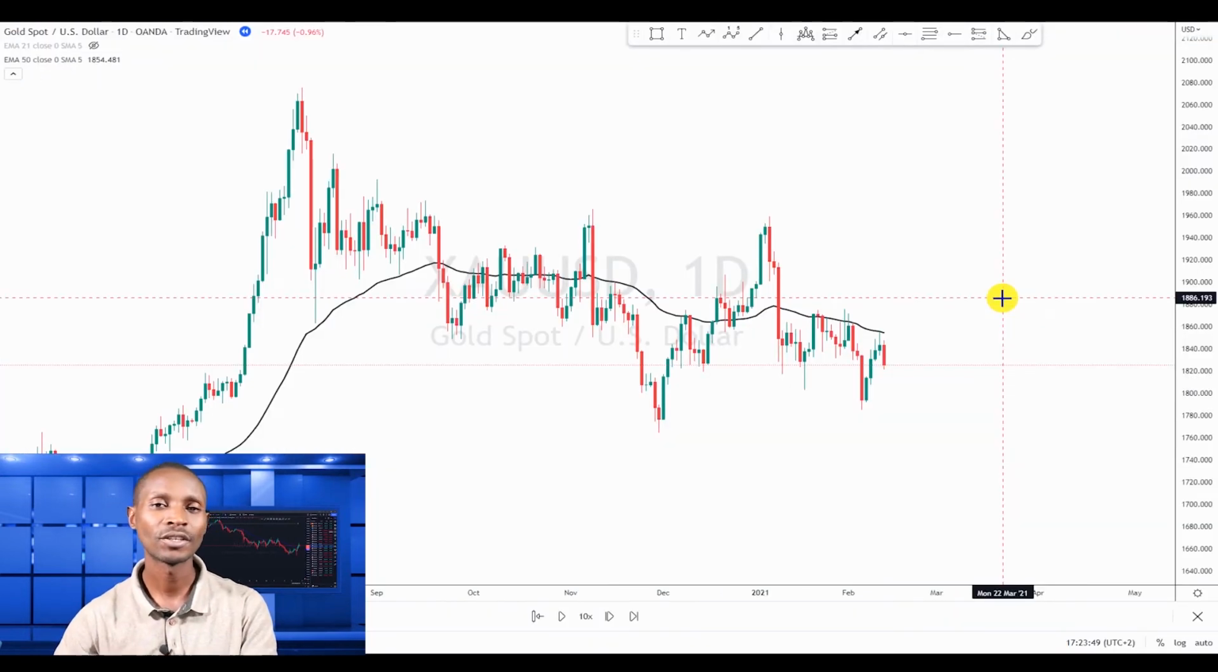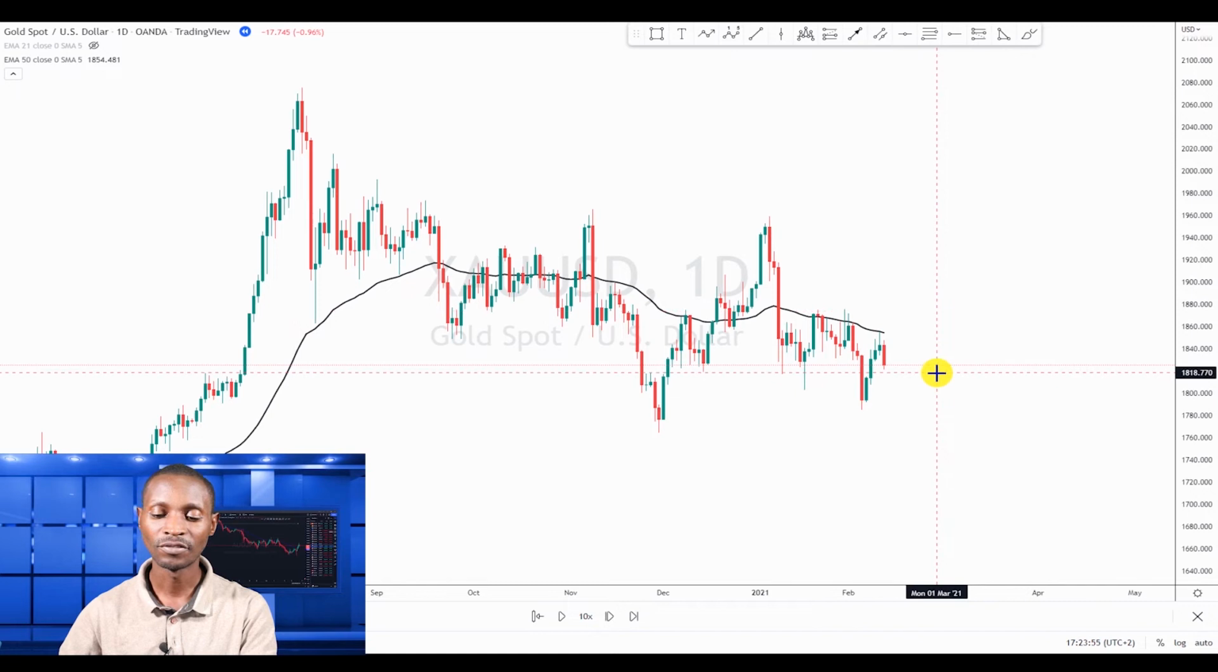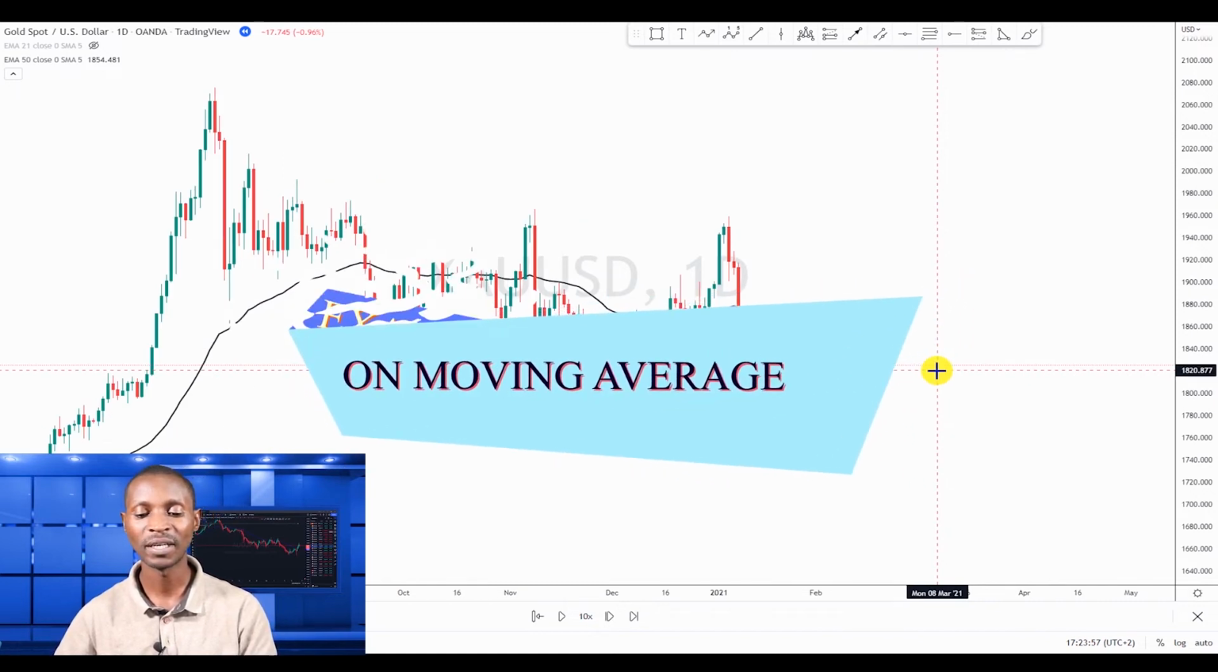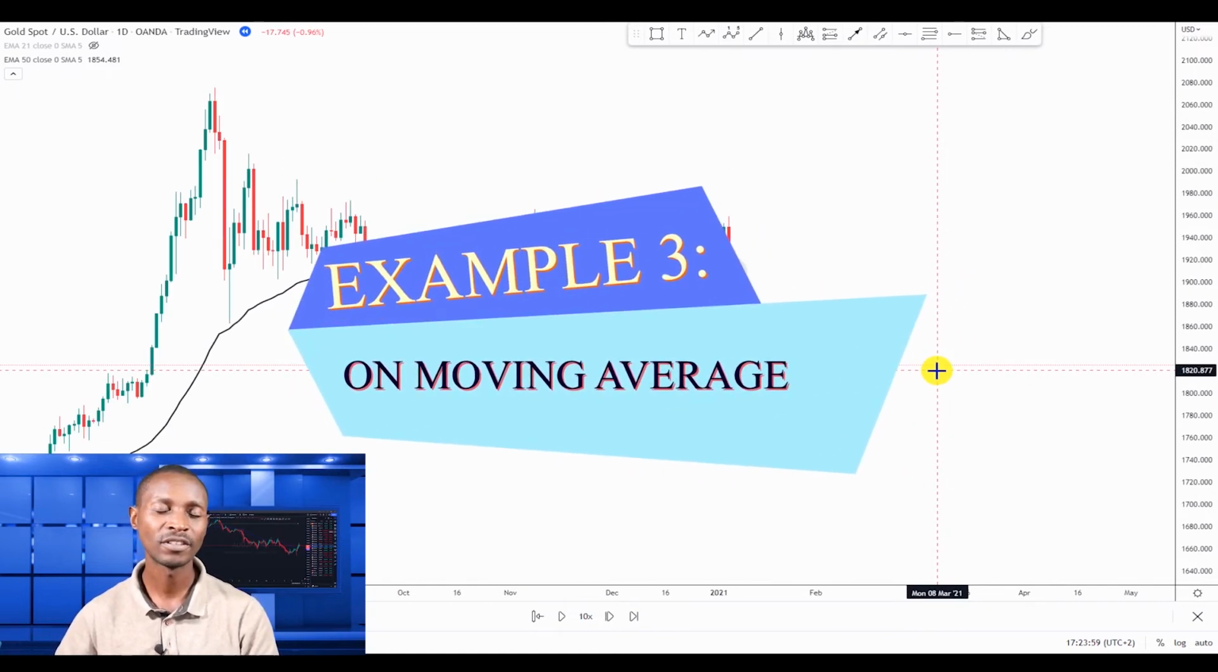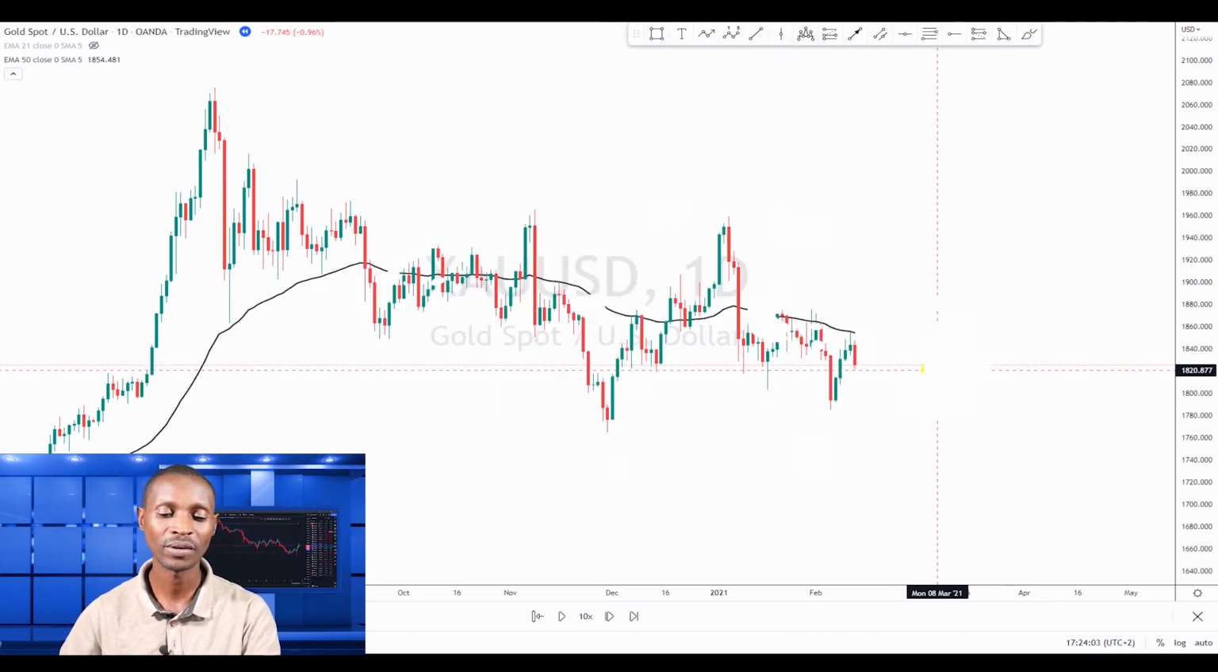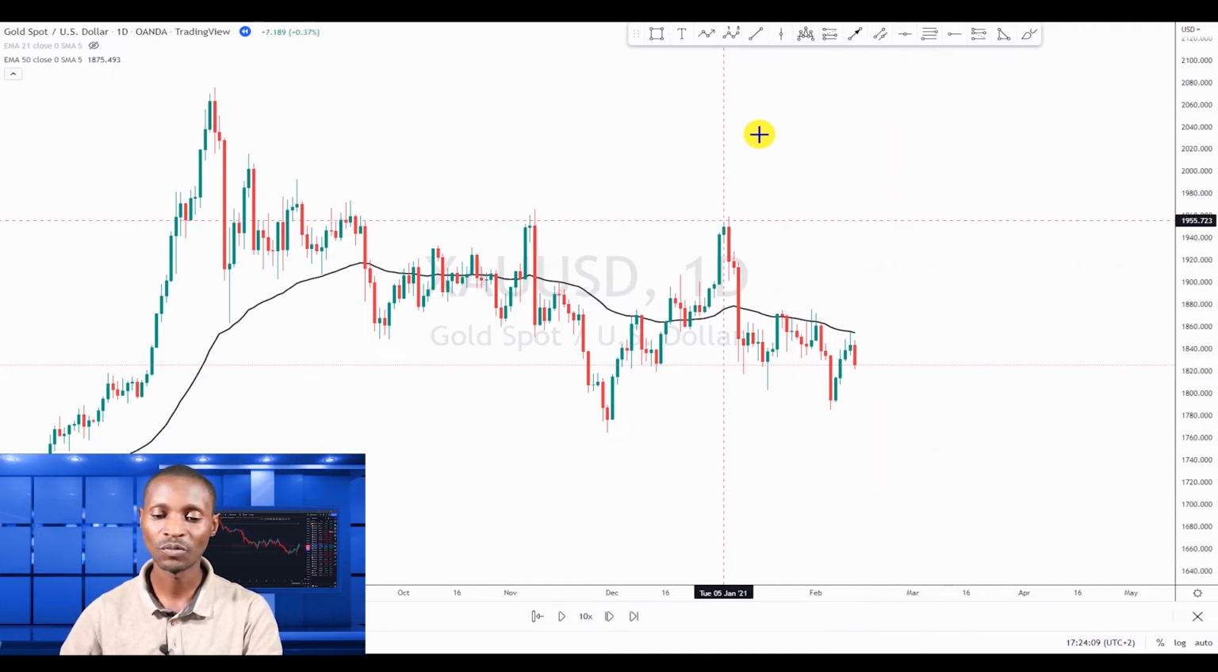Another profitable professional trading style of engulfing candlestick patterns is to combine them with a moving average. You can use any moving average of your preference depending on your trading style, but for this example we are going to use a 50 exponential moving average.